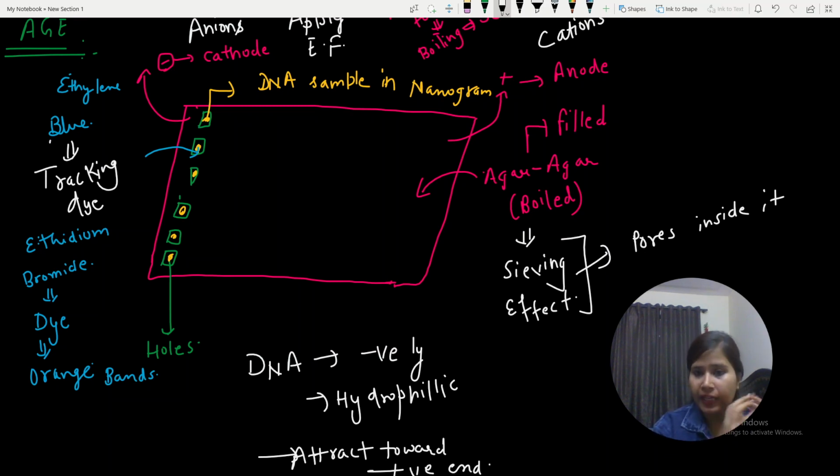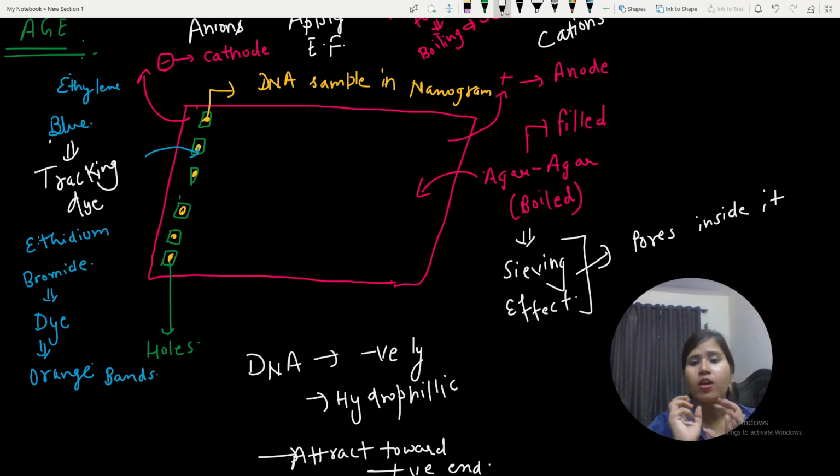When I apply an electric field, a voltage difference is created, and due to this voltage difference, the DNA starts to move over the agarose gel. As it is present in 2% condition, the agar will form some pores inside it, and it will produce a sieving effect. Due to this sieving effect, large DNA segments remain entrapped inside the pores near the cathode, and the small segments of the DNA will move over those large fragments.